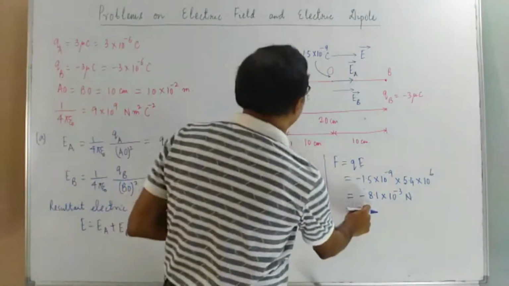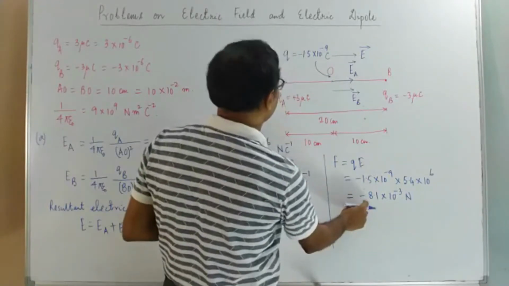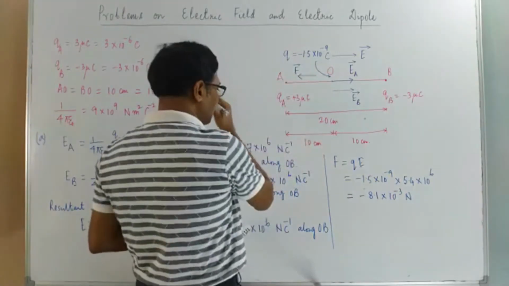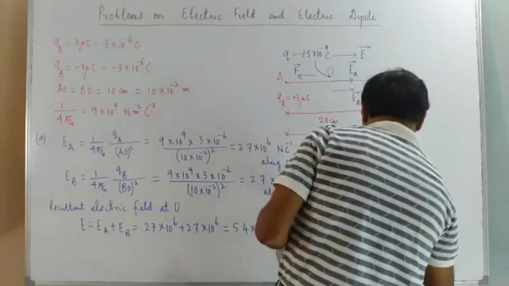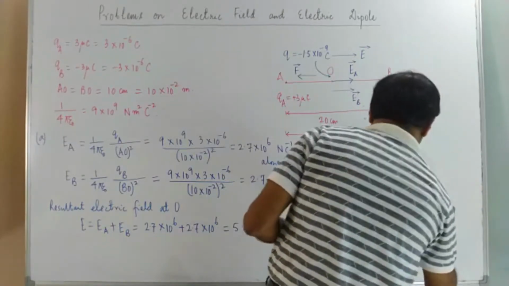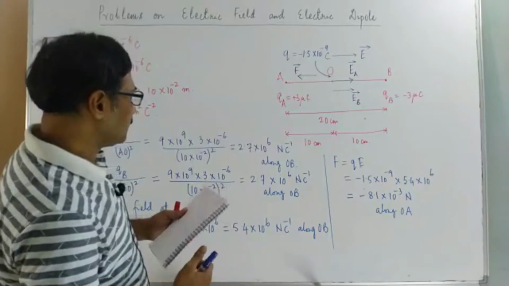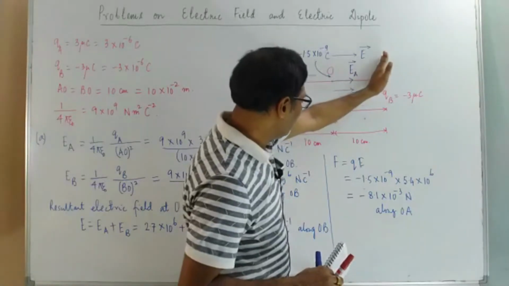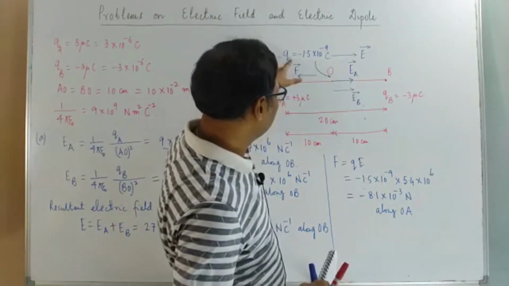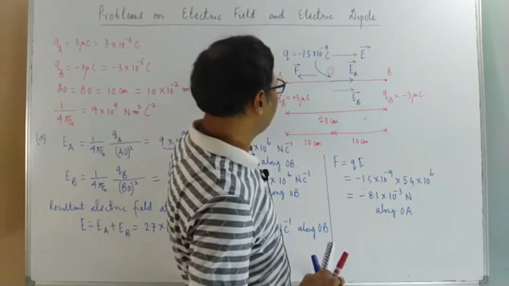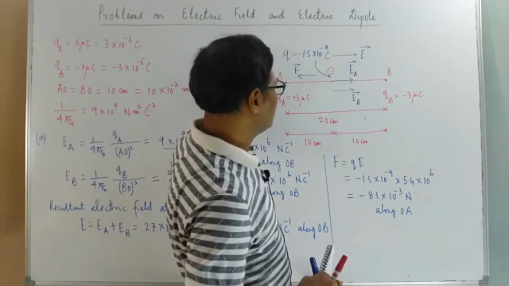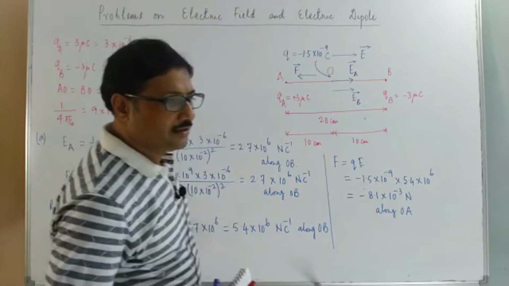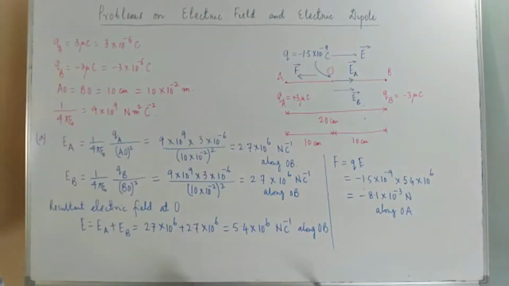This negative sign indicates that the force has a direction opposite to the electric field. So this force actually acts along OA. Okay. So you can see that the resultant electric field acts along OB, and as the charge has a negative sign, this will be acting in the opposite direction. Negative sign indicates that particular fact. I hope that you have understood this concept.